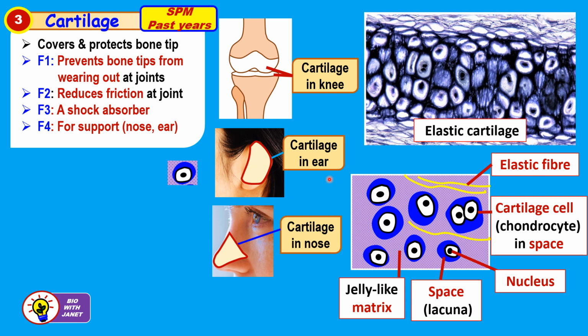And it helps to give support, especially in the ear and the nose region, as you can see in the second and third picture here. You can try to touch the cartilage in your ear. It is flexible, right? And some of it can be a bit elastic. So it's also softer than bone. So it also helps to give support to the ear and the top part of the nose.